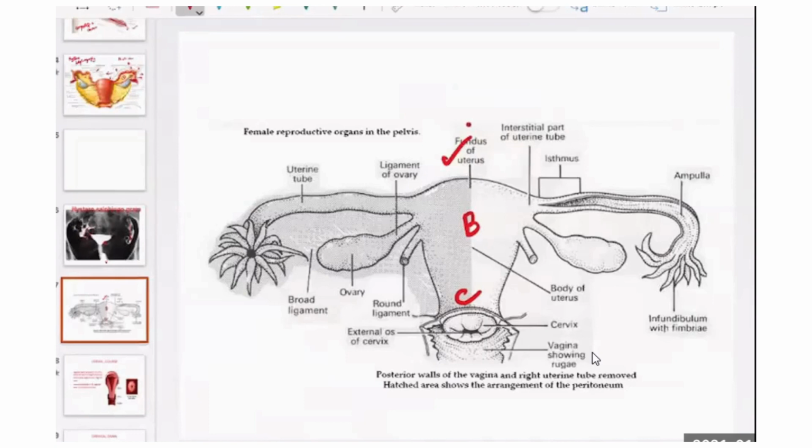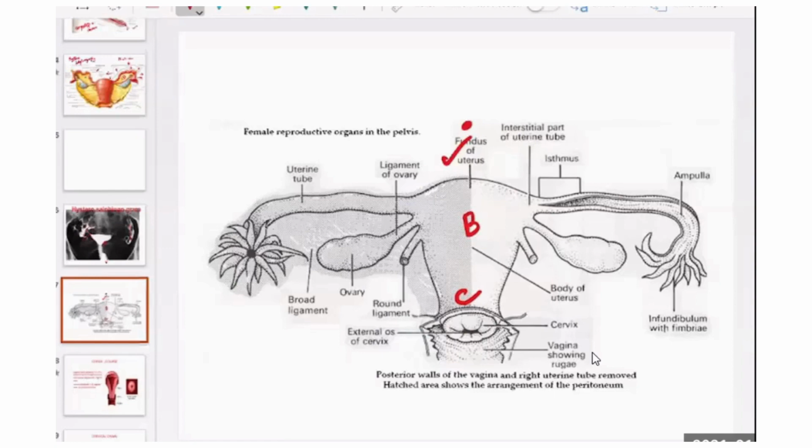What is the function of the fundus? That is the area where the zygote is implanted. Posterior wall of the fundus. Be specific. You should not just write fundus, it is wrong. The posterior wall of the fundus of the uterus is the normal site of implantation. Is it clear?